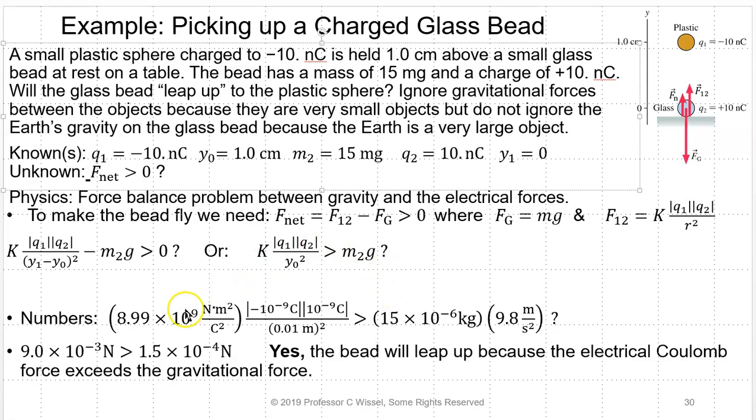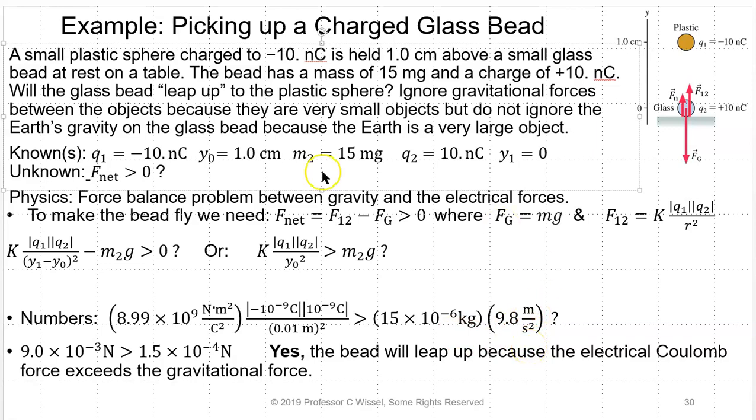Now at this point, we can put numbers in here, paying due attention to the fact that we have some units traps up here. So we have K of 8.99 times 10 to the ninth newton meters squared per coulomb squared. Q1 is a charge of 10 nanocoulombs, which is 10 to the minus ninth coulombs. We're going to ignore the sign. And Q2 is 10 to the minus ninth coulombs. And the distance between them is 0.01 meters, and we're going to have to square that. If that is greater than the weight of the bead, which is 15 times 10 to the minus 6 kilograms times 9.8 meters per second squared, then the bead is going to fly.